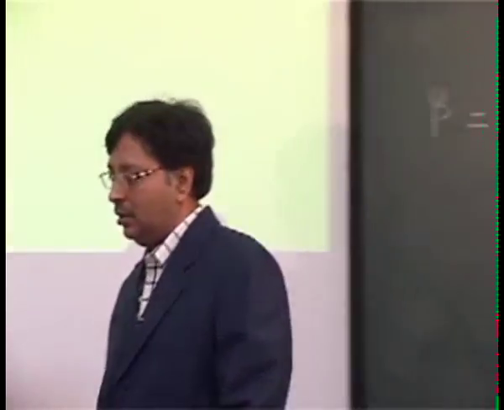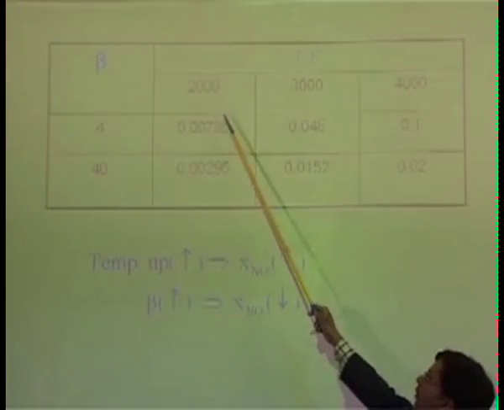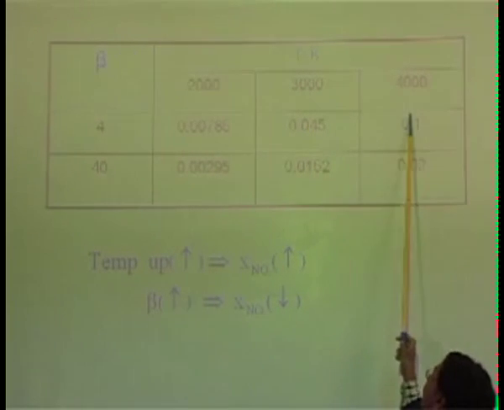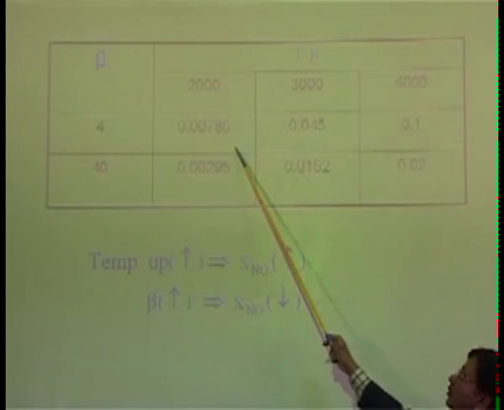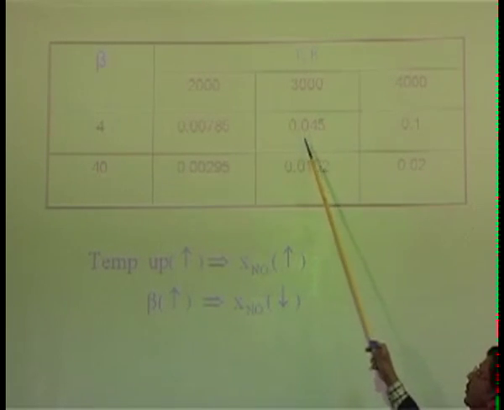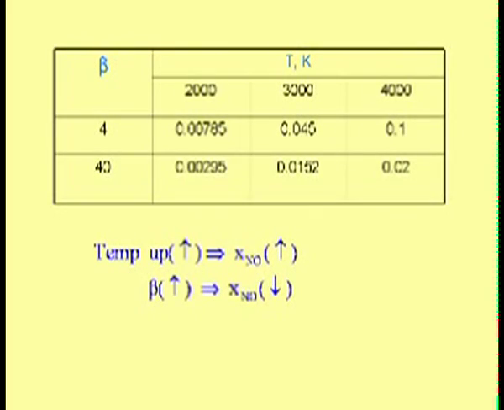And then what we are finding here is that as the temperature is increasing, the formation of NOx, or NO, let's not call it NOx, increases. Clear? Okay. And now let's have a look at the beta.